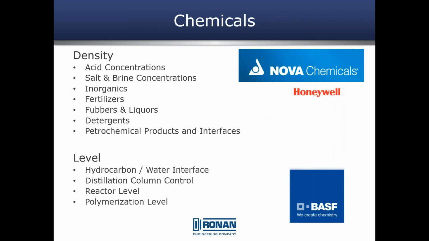For chemical, here are some ideas of areas for measurement. For density, measuring acid, any kind of concentration, detergents, and mixture interfaces. For level, chemical companies also typically want to measure interface. Common measurement is on the distillation towers, any of the reactors, because you can't put anything inside, and then polymerization level.